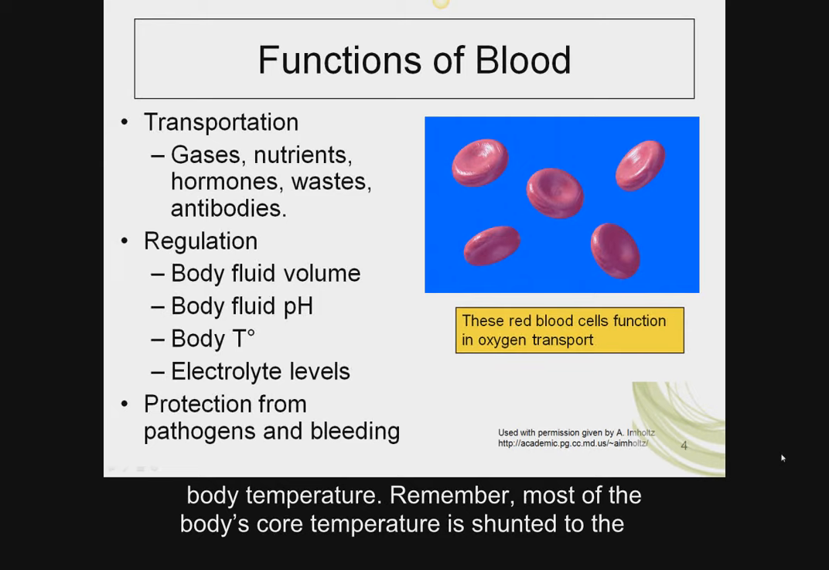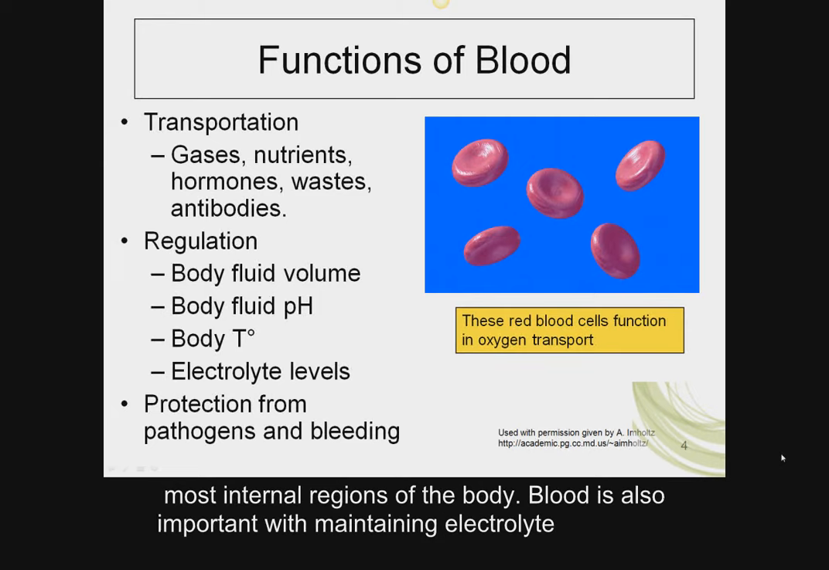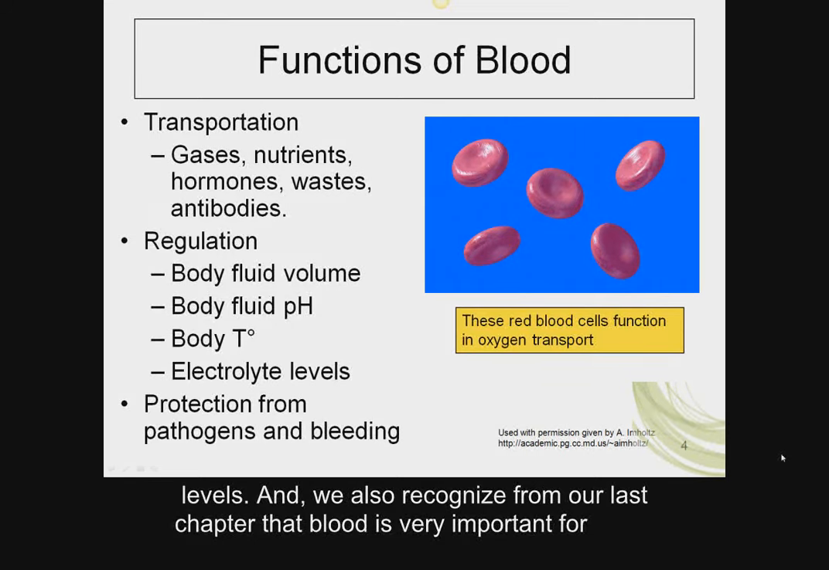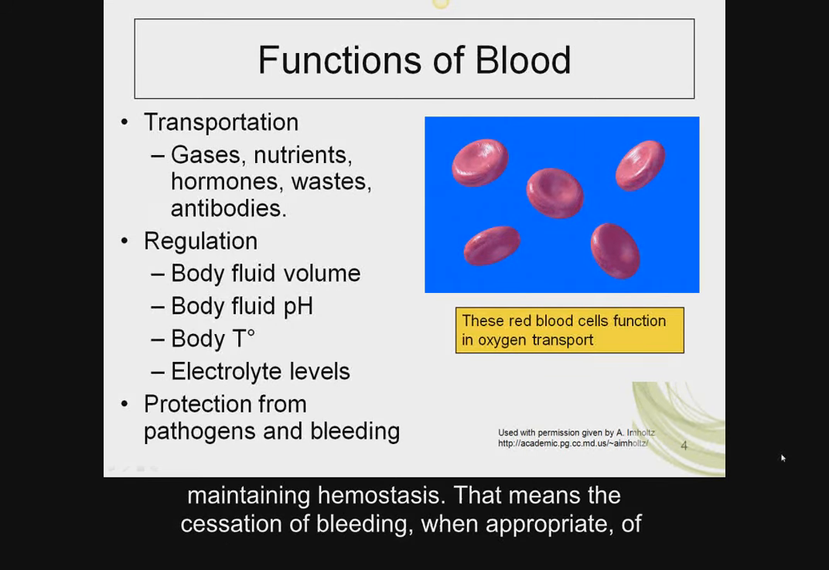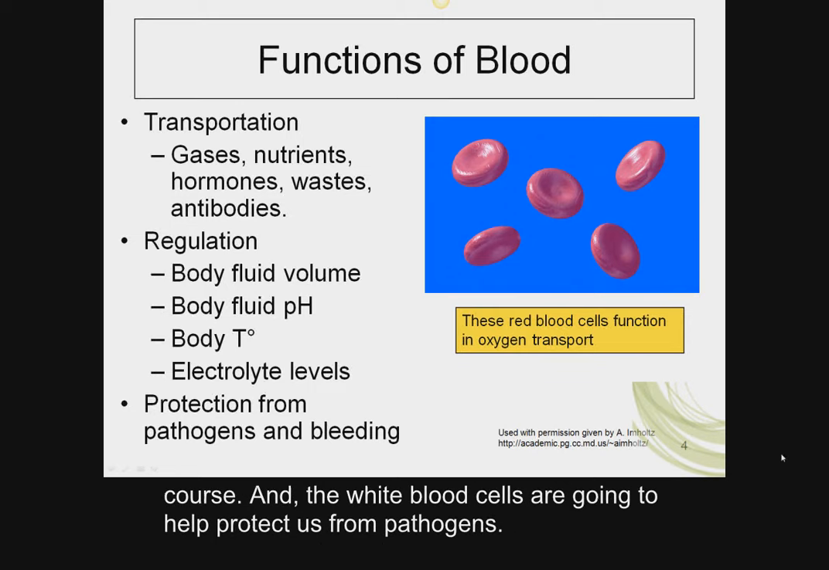Remember, most of the body's core temperature is shunted to the most internal regions of the body. Blood is also important with maintaining electrolyte levels, and we also recognize from our last chapter that blood is very important for maintaining hemostasis. That means the cessation of bleeding, when appropriate, of course. And we also know there are white blood cells in blood that are going to help protect us from pathogens.